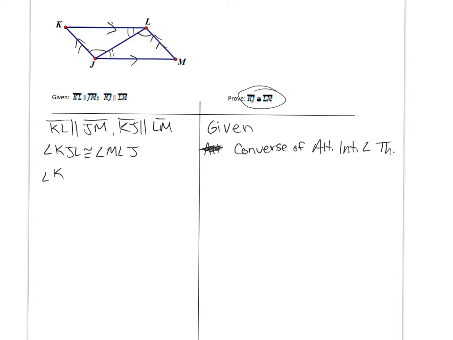Angle KLJ is congruent to angle MJL, the converse of the alternate interior angle theorem. And then we can say I have this shared side, JL is congruent to JL by the reflexive property.